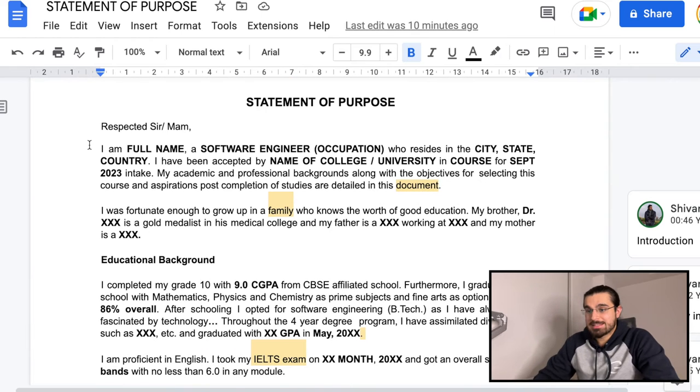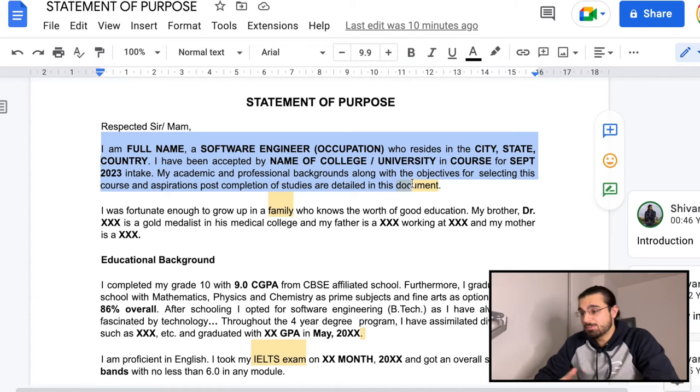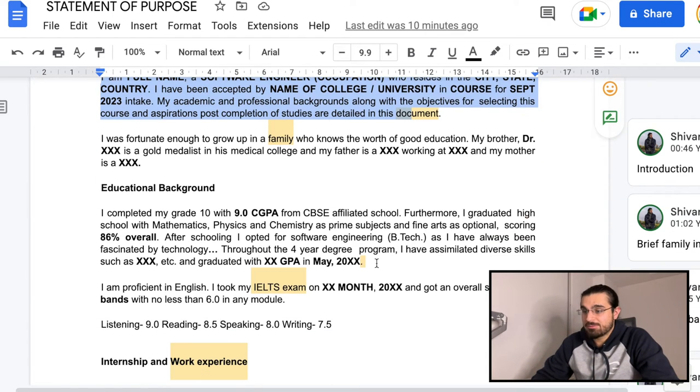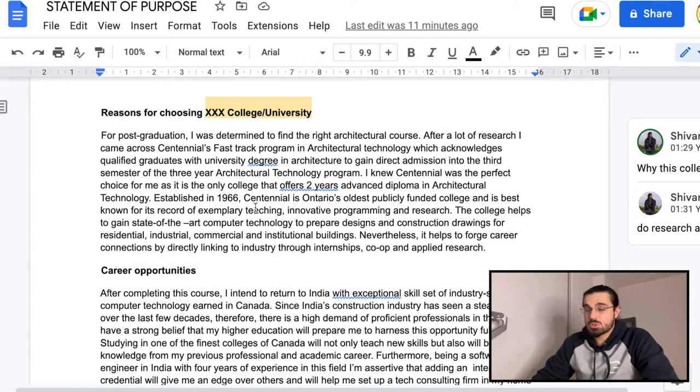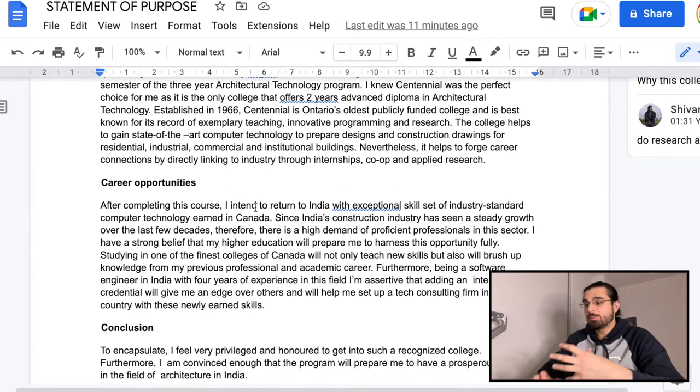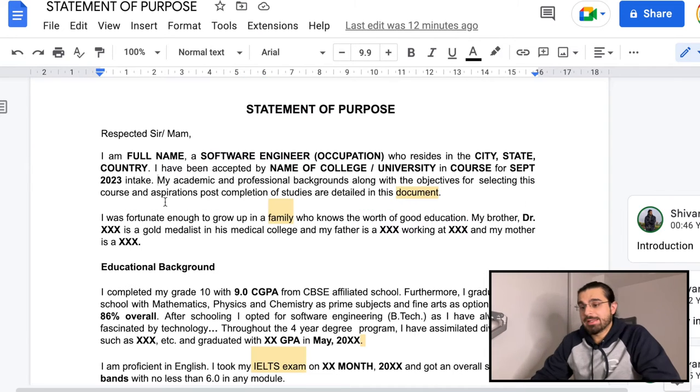Another thing to notice is that these paragraphs are not extremely long, nor are they extremely short. These paragraphs are like 4 to 5 sentences each, and they're well structured and well spaced so that it is very easy for the visa officer to read through each point and make sense of it and move on to the next point without being cluttered with too much information that is presented in a haphazard way.